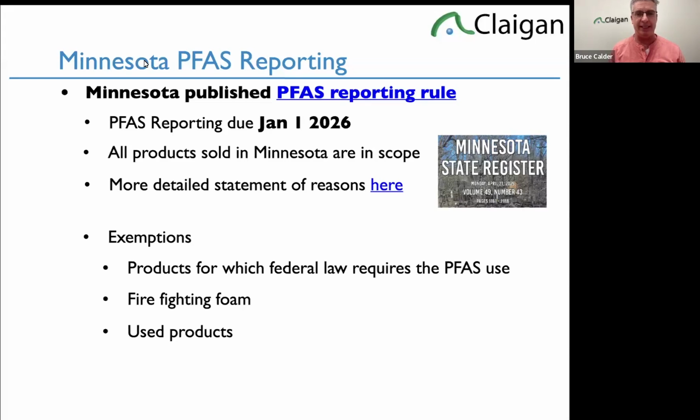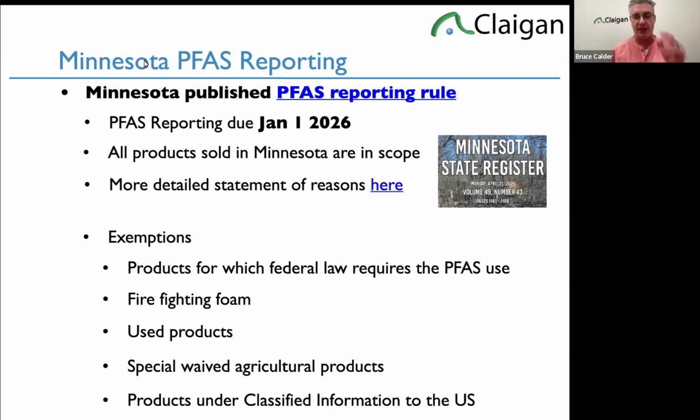So it is interesting. Definitely inside the statement of reasons, they'll say multiple sites had these problems. I'm like, yes, but I can actually tell you at the multiple sites what it is, and it isn't these people. Especially waived agricultural products. So if you've got a waiver to use a fertilizer that's got PFAS in it for some reason, like a surfactant, you get it waived that way. It's kind of obscure. And then products under classified information to the US. Okay, you make missiles, fine. They're not in here, fine.